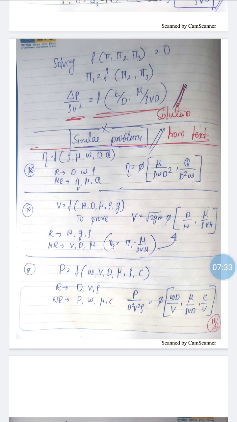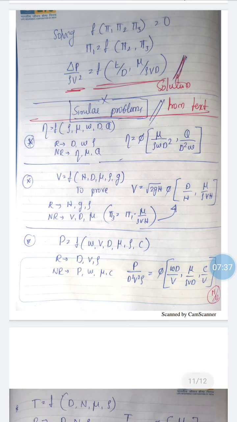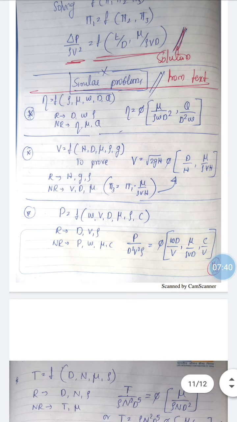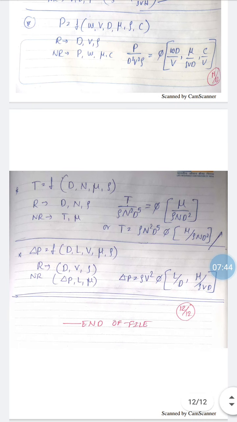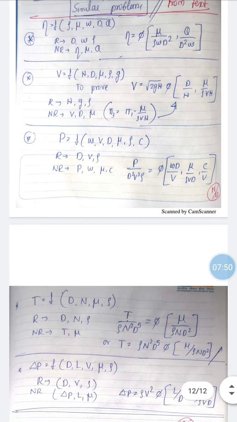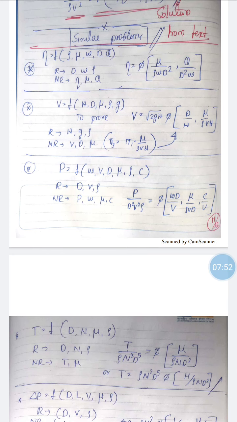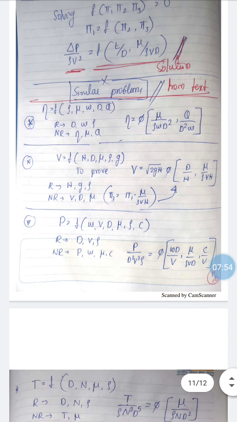All those problems can be solved by applying this principle of dimensional homogeneity as well as solving for pi terms, that is using Buckingham's pi theorem. So I request everyone to go through all these problems. So here we conclude the discussion on dimensional analysis.